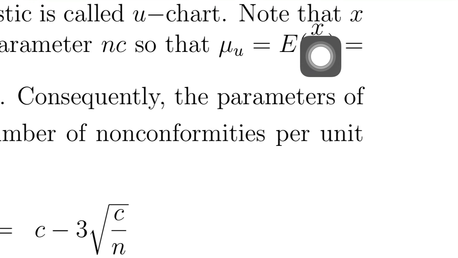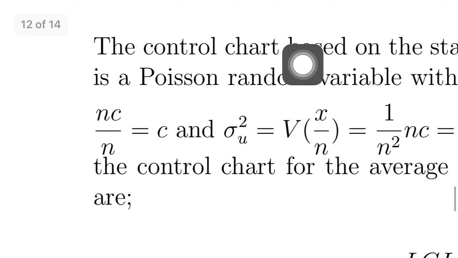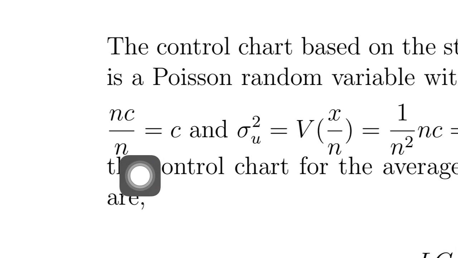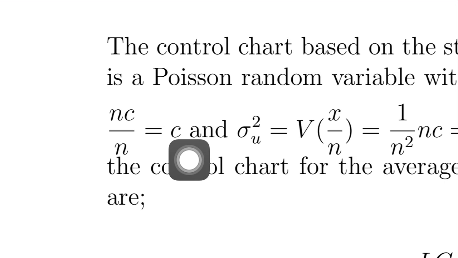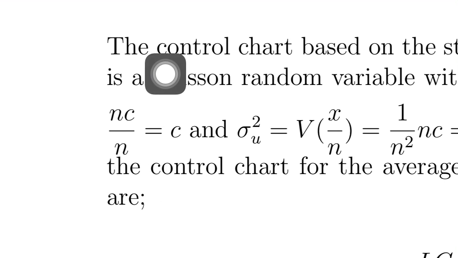And what is expectation of x? X is the total number of defects in the inspection units as a whole. So that will be equal to NC divided by n, which will give you C. Okay, so this value is the mu of u.